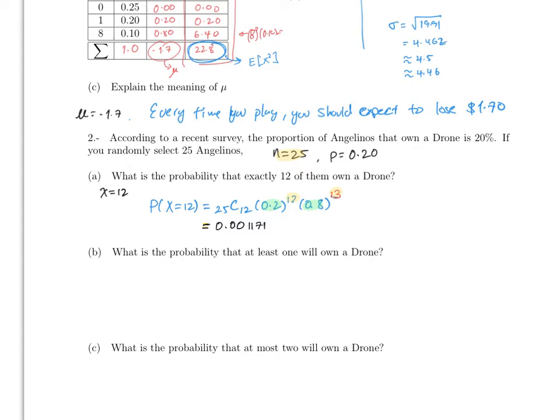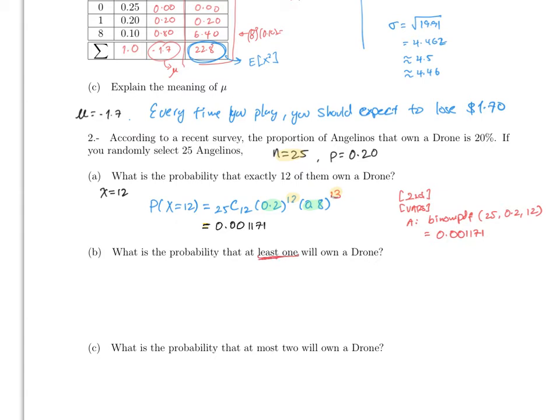So if you use a calculator, you have to go to second, then variables, and then pick letter A, which will be binompdf, which means binomial PDF, and then you type 25, .2, and then the number of successes, and it will give you exactly 0.001171. Is that okay?